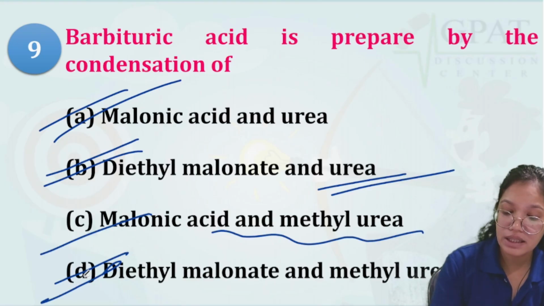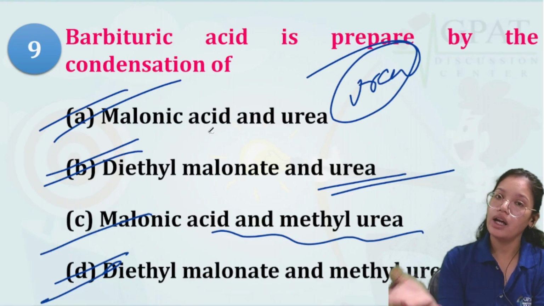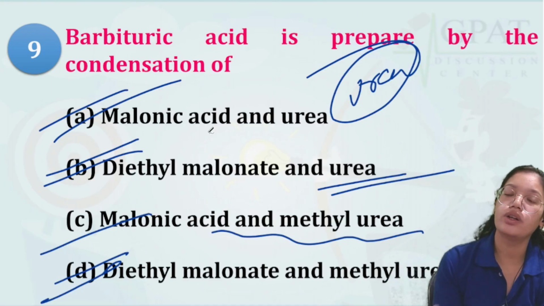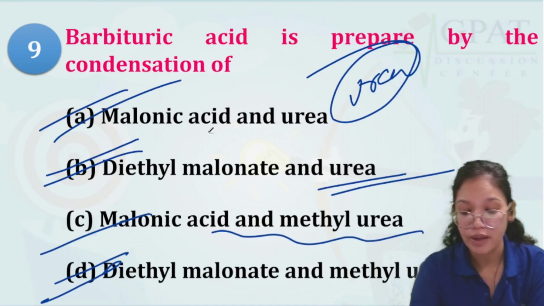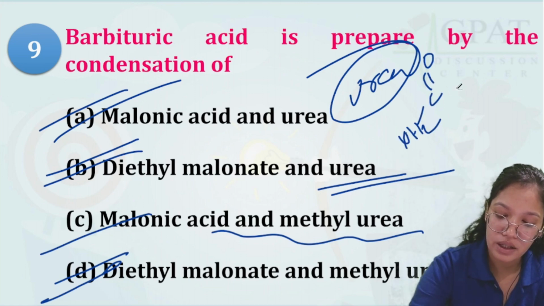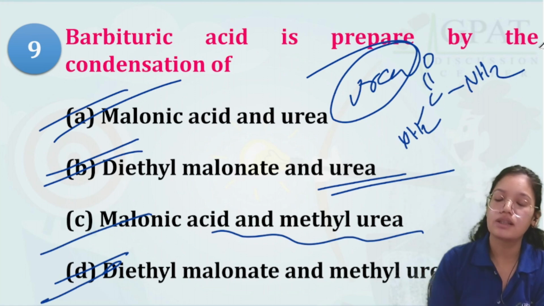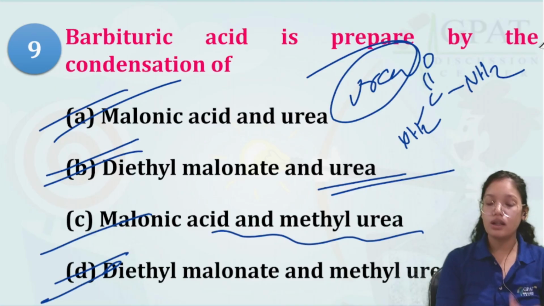So one thing is clear, that urea is needed. Now, whether it is a methyl urea or a normal urea is a different matter, but urea is one of the important things. What is urea? The structure of urea has NH2 on both sides. So one reagent is urea, what is the other one?